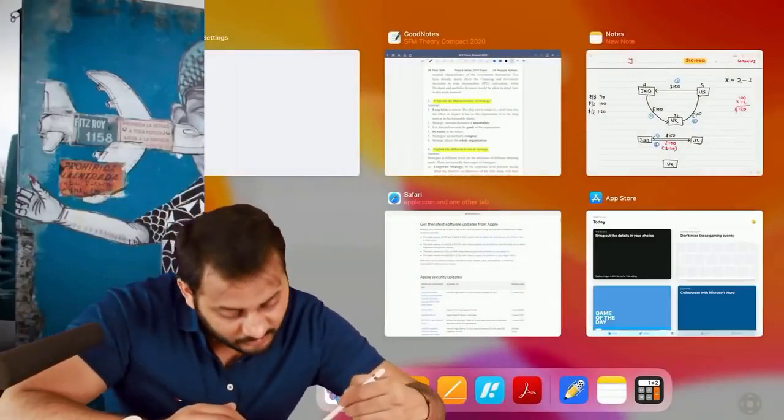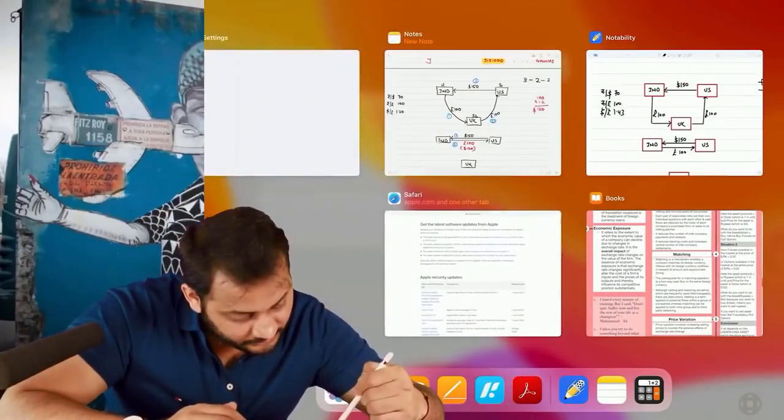Let me first remove all those things. App Store, notes.